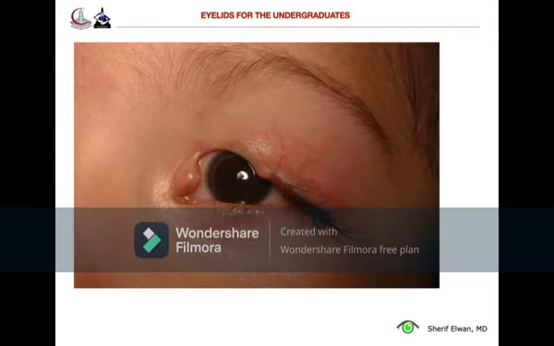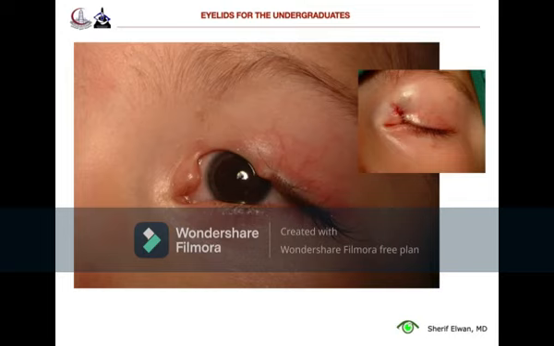Finally, in malpositions, this is a congenital defect that occurs due to embryological malfunction and is treated by direct suturing to avoid exposure of the eye globe, exposure of the cornea.